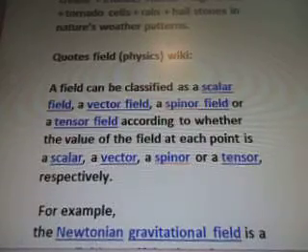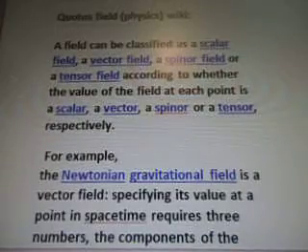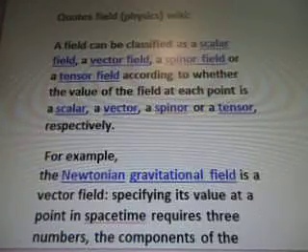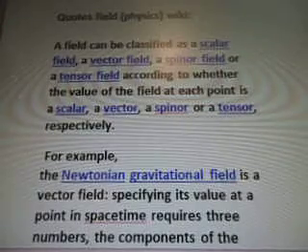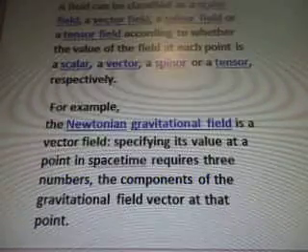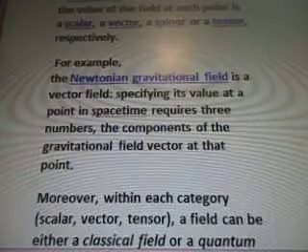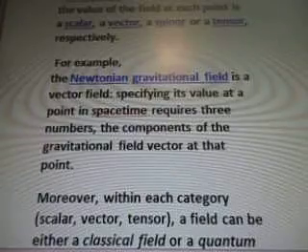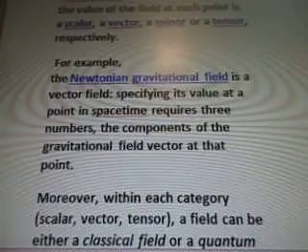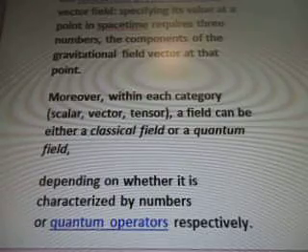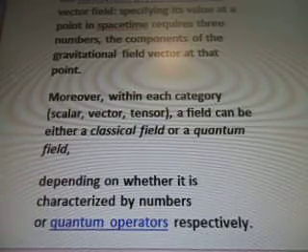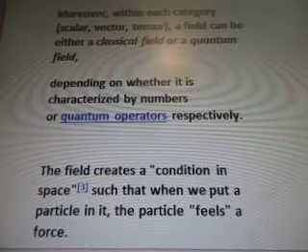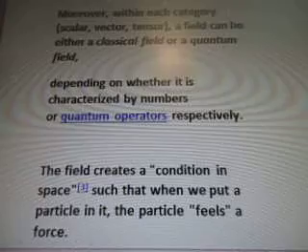So quotes in field physics from wiki. A field can be classified as a scalar field, a vector field, a spinor field, or a tensor field according to whether the value of the field at each point is a scalar, a vector, a spinor, or a tensor respectively. For example, the Newtonian gravitational field is a vector field. Specifying its value at a point in space-time requires 3 numbers, the components of the gravitational field vector at that point. Moreover, within each category, scalar, vector, tensor, a field can be either a classical field or a quantum field, depending on whether it is characterized by numbers or quantum operators respectively.